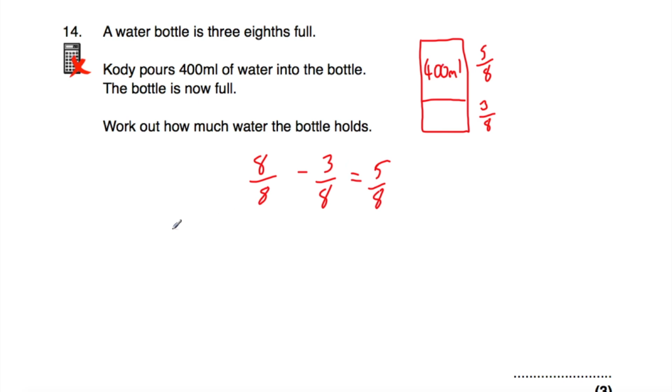So I know that 5/8 of the whole bottle, how much it contains, would be equal to 400 millilitres. And normally we would take this amount, divide it by 8, and then times it by 5, and we've got 400.